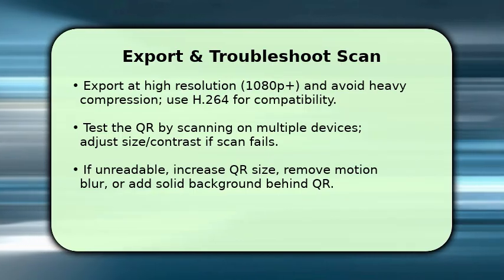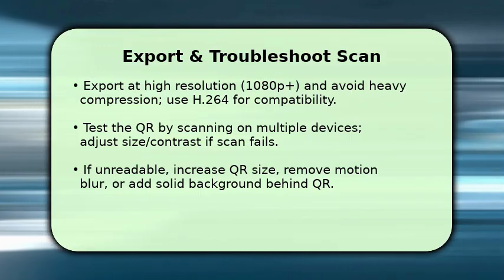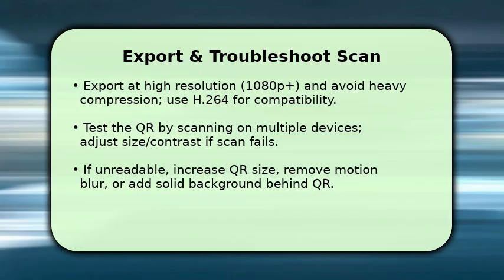Once exported, test scanning on a few phones at typical viewing distance. If scanning fails, make sure the QR remained large enough and static long enough, then re-edit to increase size, reduce motion, or add a solid backing for contrast. That troubleshooting step fixes most scannability problems quickly.